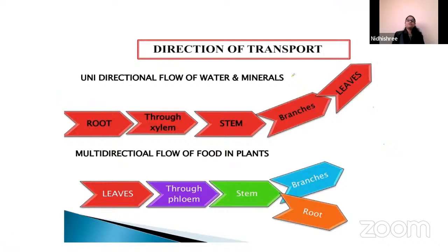Fifth question. Before that, we will see the unidirectional and multidirectional flow in plants. Unidirectional flow of water and minerals: first, water is absorbed by the root, then it flows through the xylem, then the stem, then branches, then leaves. Next, multidirectional flow of food: the food is prepared in the leaves, then it is transported through phloem to the stem, branches and roots. So when you see this flow chart, you will get to know that flow of food is multidirectional, whereas flow of water and minerals is unidirectional, guys. Okay, next.